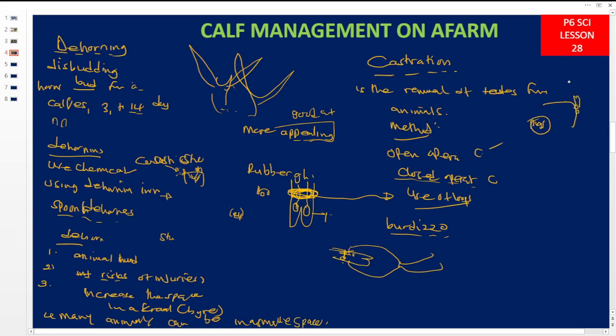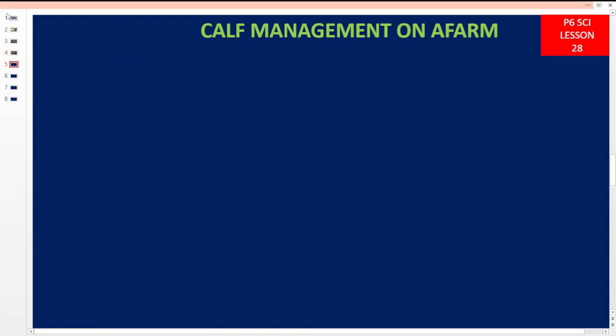That's why we usually use open castration. Here you get a sharp knife or a sharp razor blade, then you start cutting the scrotum, then you remove the testicle. You cut here, you remove the testicle. So this is what we call the open operation castration. So those are the 3 methods of carrying out castration in animals.